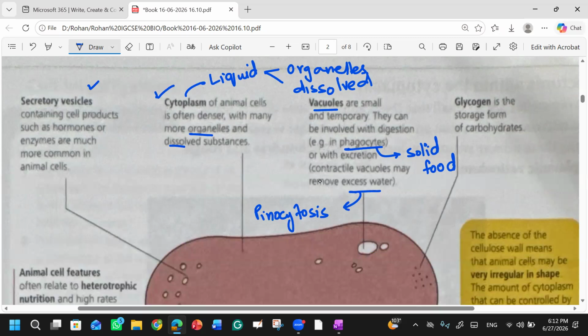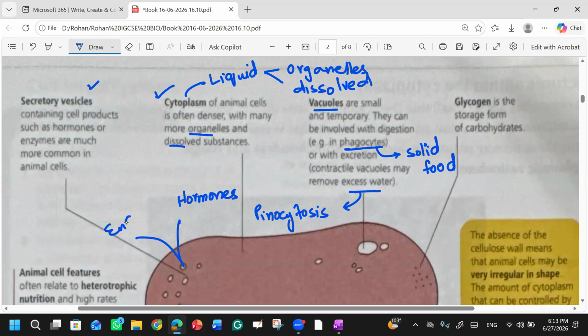Just like the lysosomes, there are these secretory vesicles. They contain the products like the hormones or enzymes. In these vesicles, what are present? In these, there are hormones and enzymes. Yeah, hormones or enzymes are present.